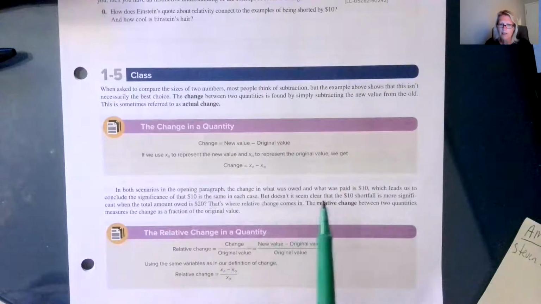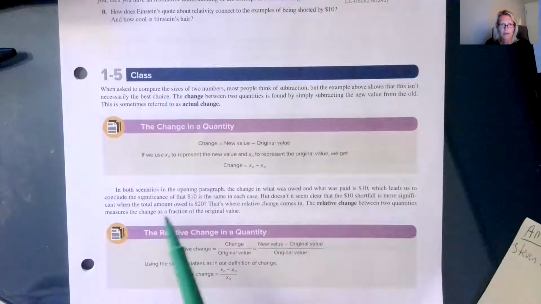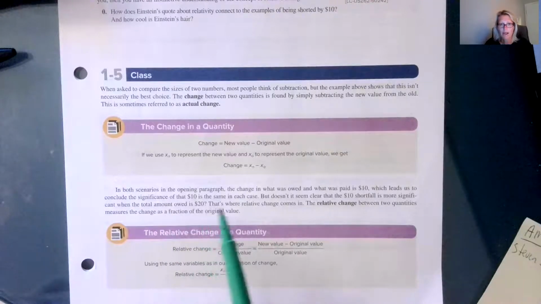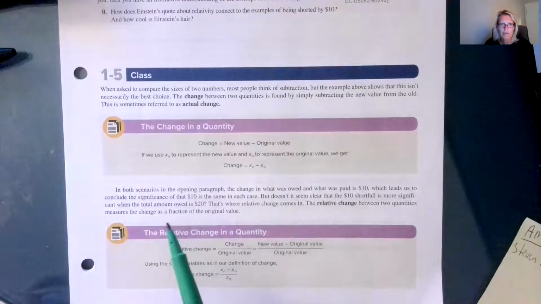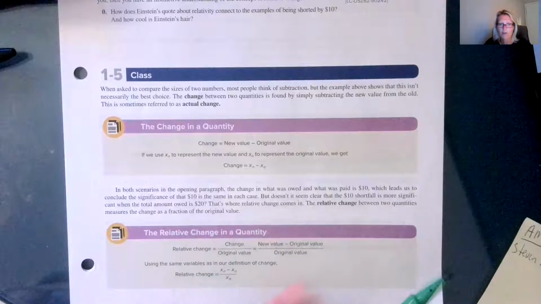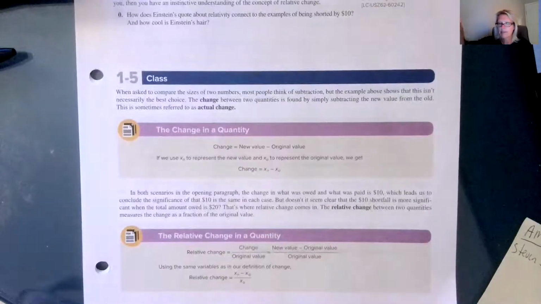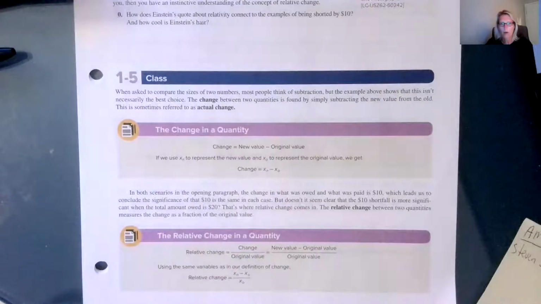But it doesn't seem clear that the $10 shortfall is more significant when the total amount owed is 20. That's where the relative change comes in. The relative change between two quantities means the change as a fraction of the original value. So this is basically the same formula back in lesson 1.1 where we did percent increase and decrease.